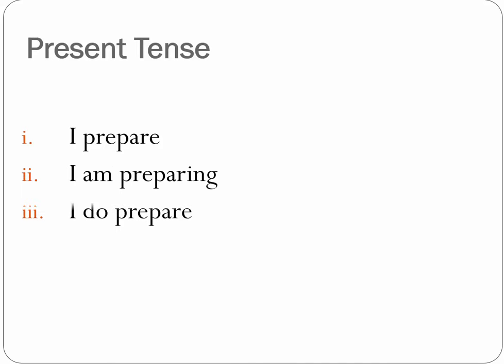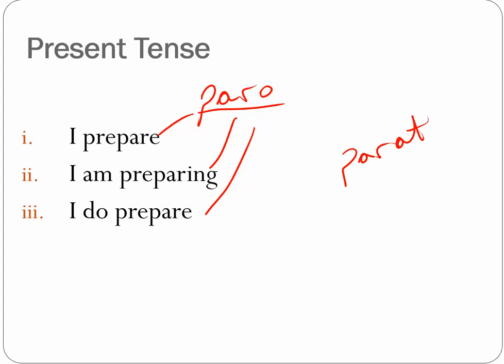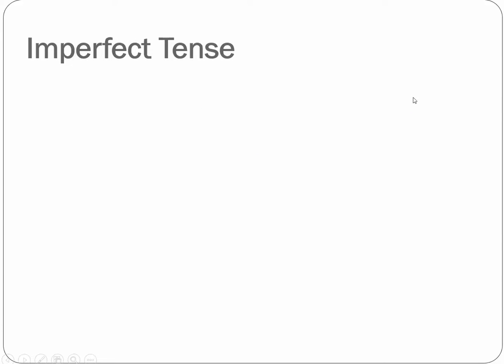So there are 3 ways to translate present tense. I'm going to use prepare as my basic verb for all of these. So if I see the word paro, there are 3 ways I can translate that in English. It can say I prepare, I am preparing, or I do prepare. If I saw parat, it could be he prepares, he is preparing, he does prepare, etc.